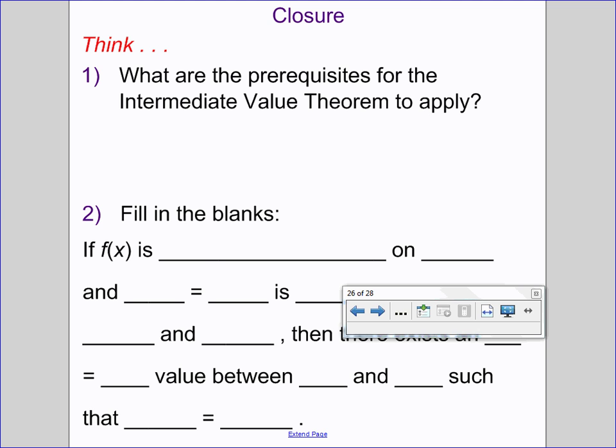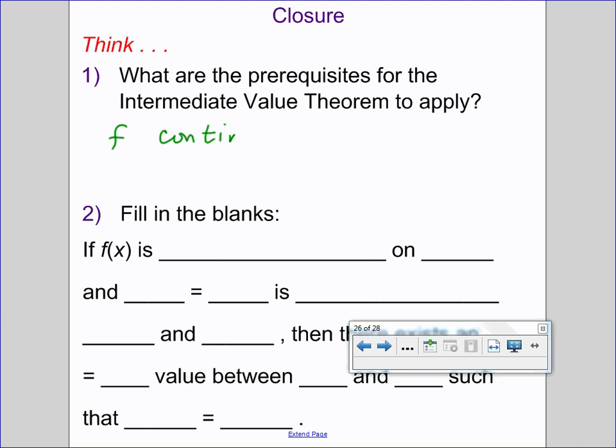Let's do the prerequisites for the intermediate value theorem to apply. What prerequisites must be met in order to apply the intermediate value theorem for a function on interval a to b? So what do we need? Marissa? For the function to be continuous, and have c be between f(a) and f(b). Good job. My y value has to be in between the y coordinates f(a) and f(b), my endpoints of the interval.